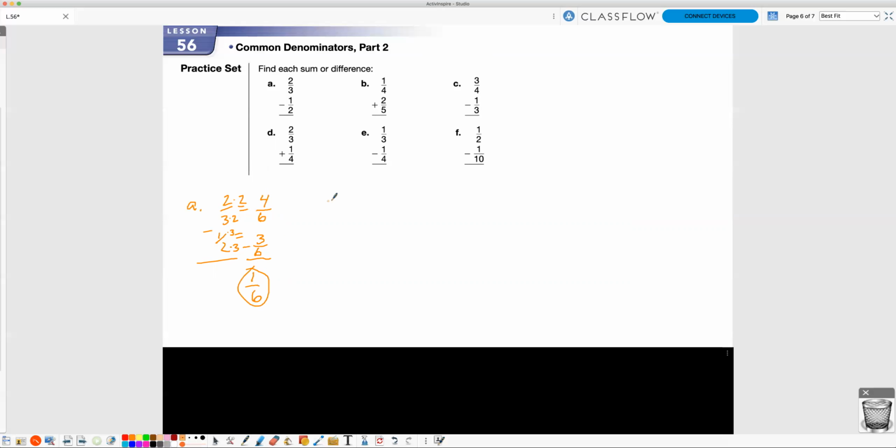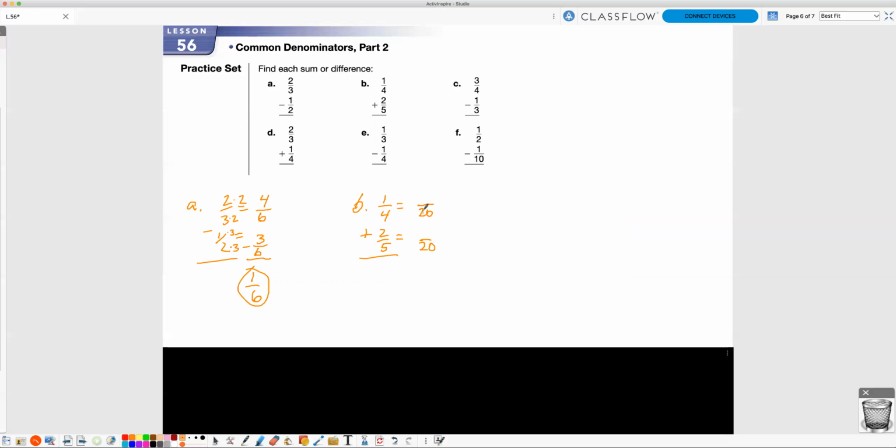Letter B. So for letter B, 1/4 plus 2/5. Again, I'm rewriting this vertically, and then I just need to put equal signs like this. I need to recognize what the least common multiple is, or maybe I don't. You don't always have to have the least common multiple. You could just multiply the denominators together and get to 20. So that's what I'm going to do. I'm going to say 20. I don't even know if that's my least common multiple right now, but it might be.